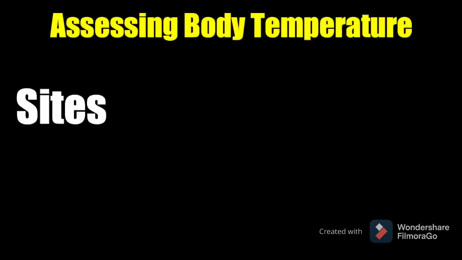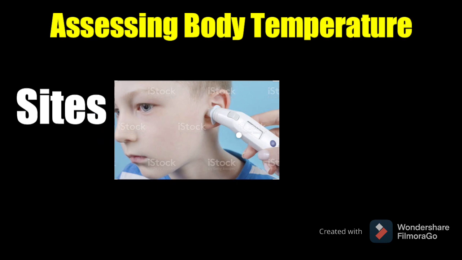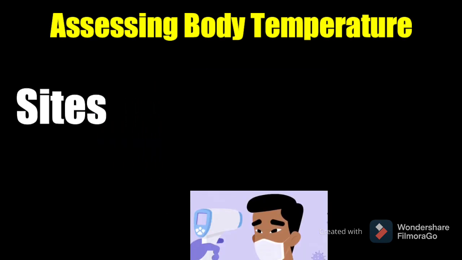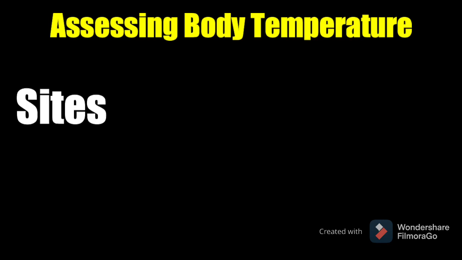So, how to assess body temperature? First, sites. Use judgment when selecting the route to measure temperature. There are 5: mouth, ears, rectum, forehead, and axilla. Why that? Sabi niya, use judgment when selecting the route to measure temperature.